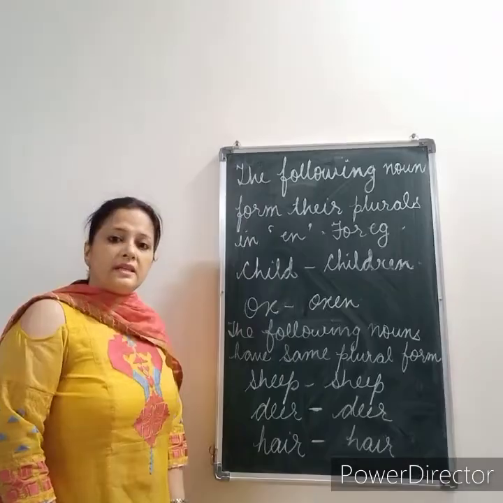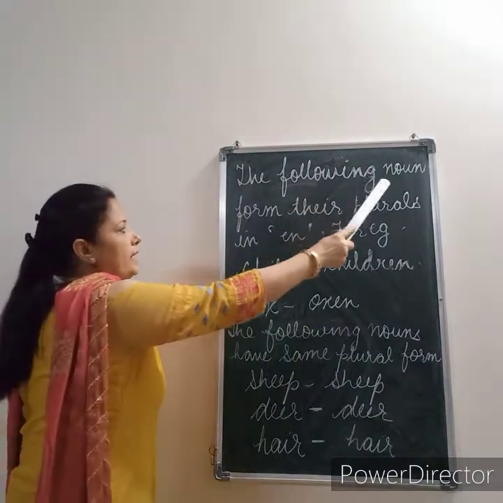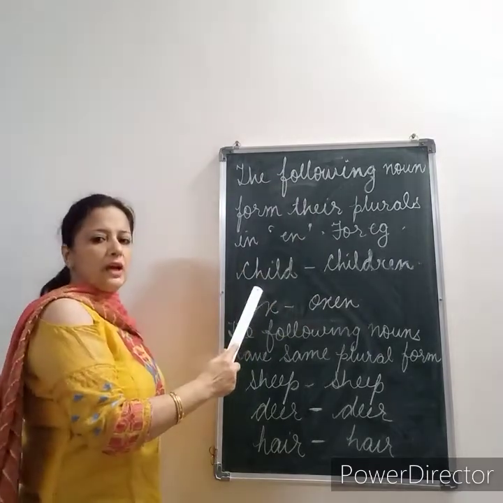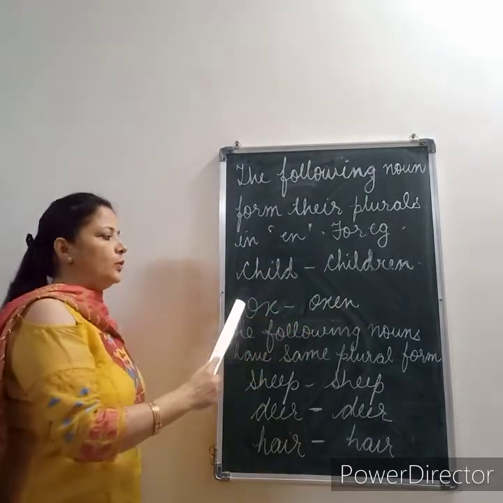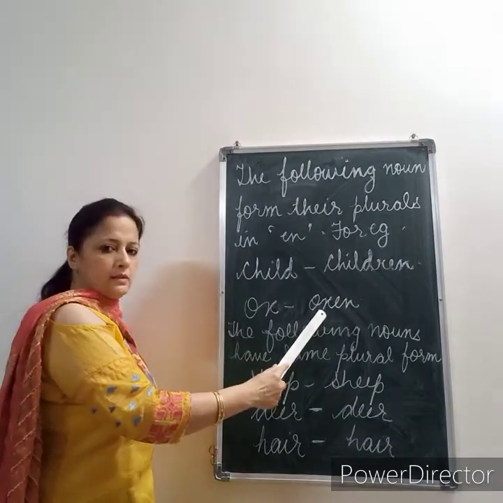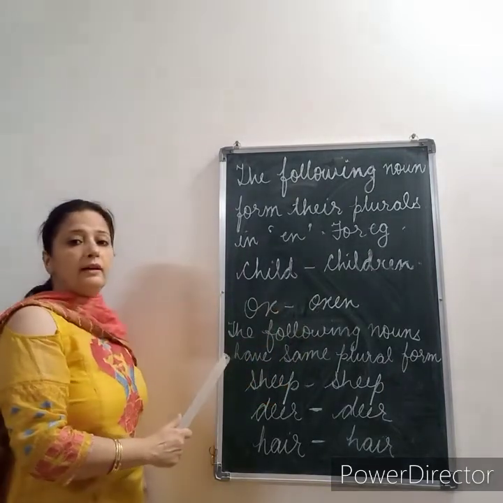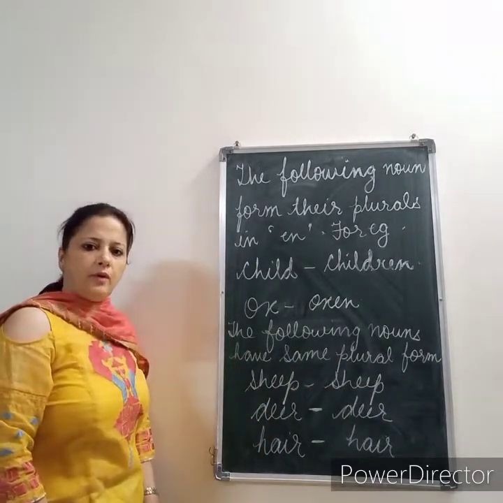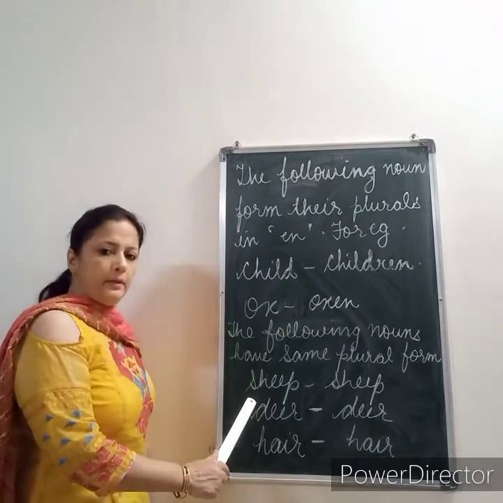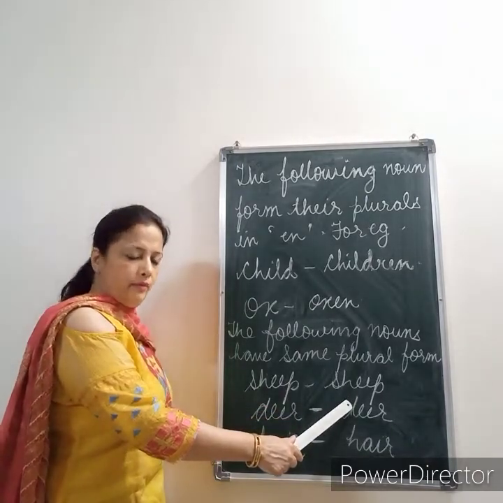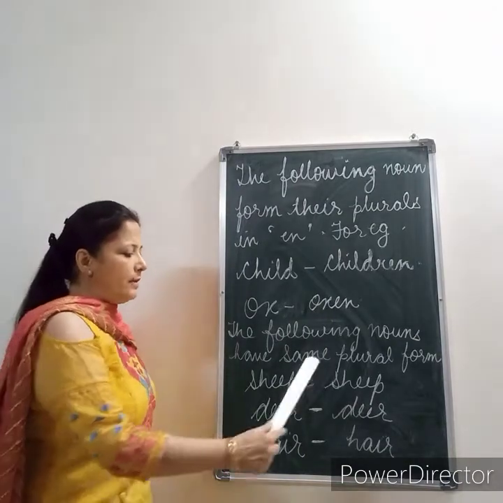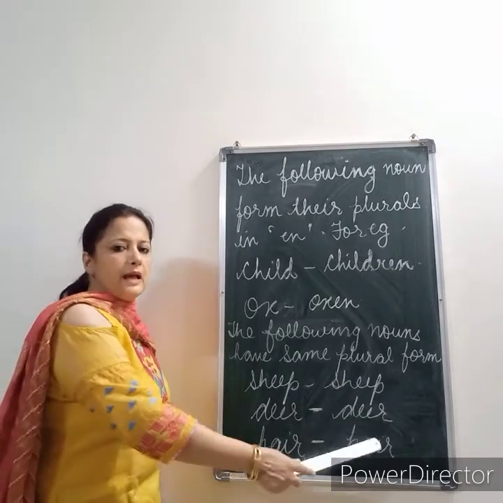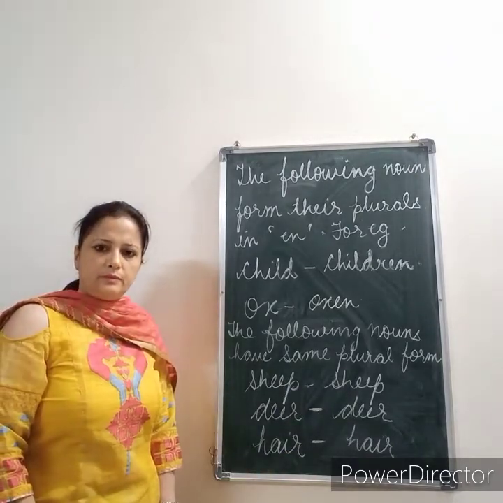Next, we have to remember that the following nouns form their plurals in en. For example, the word child becomes children, the word ox becomes oxen. You also have to remember that there are a few words which have the same plural form as their singular form. For example, sheep remains sheep in the plural form also. The word deer remains deer in the plural form. The word hare remains hare in the plural form also.